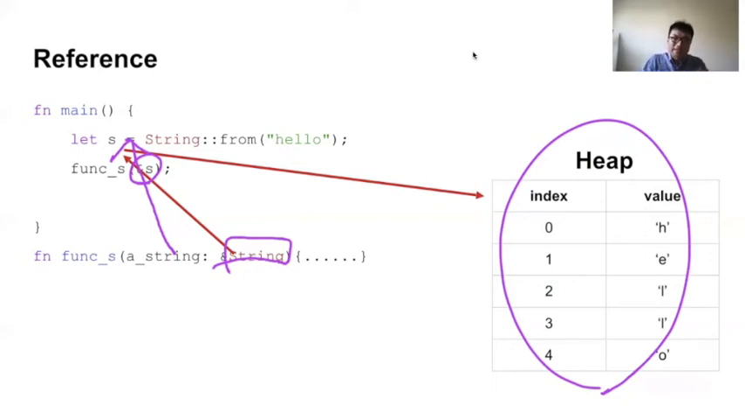We can pass the address of a pointer, the address of a string, to another function. Then we can compute, for example, the length, or do some computation, like how many digits are in this string, and return a number, right? So this is something we can do with references.